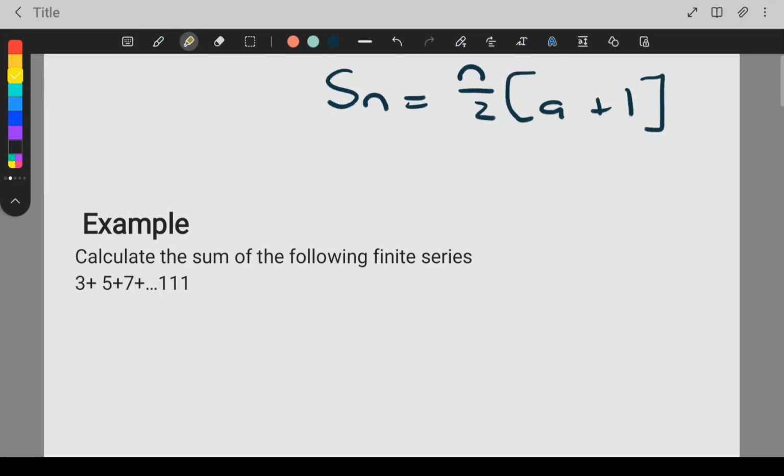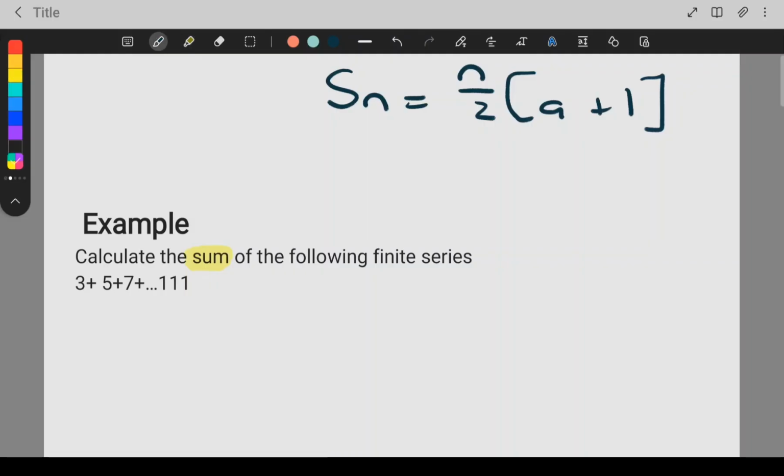So in this lesson, we're going to work out the sum of an arithmetic series, but in this case, the last term is known. So let's look at this question. It says, calculate the sum of the following finite series. So calculate the sum.